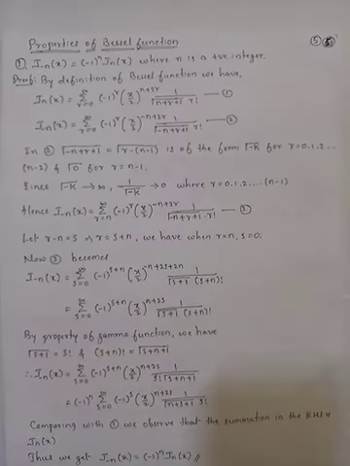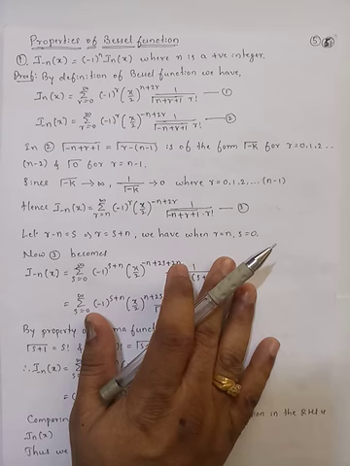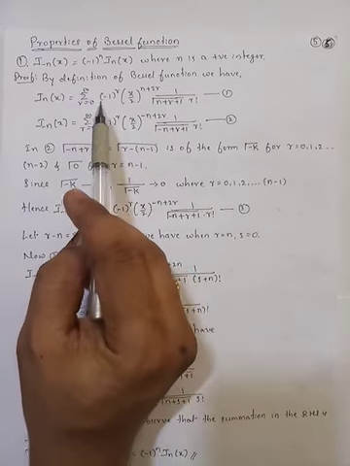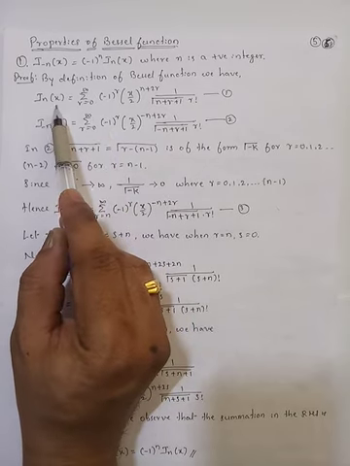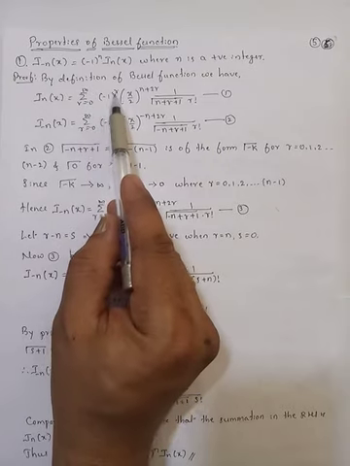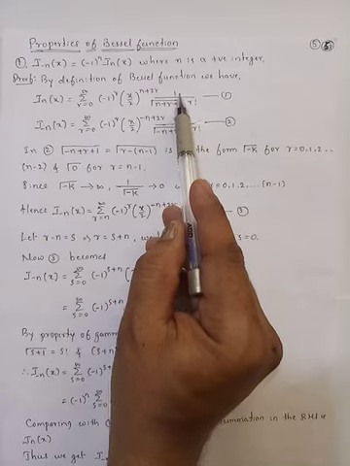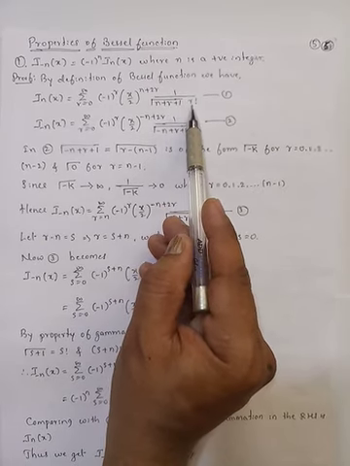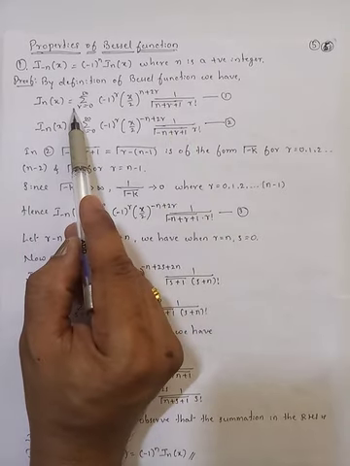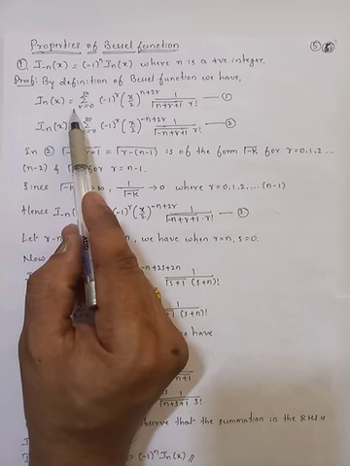Now we are going to discuss some properties of the Bessel function. So in the last video we derived the Bessel function Jn of x equal to summation r equal to 0 to infinity, minus 1 raised to r, x by 2 raised to n plus 2r, into 1 divided by gamma of n plus r plus 1, into r factorial. So this is the Bessel function we derived from the series solution of Bessel differential equation.